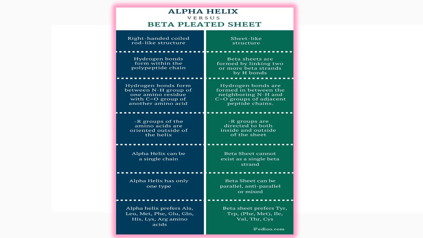Then alpha helix and beta pleated sheet, these are the differences. Alpha helix has right-handed coils, a rod-like structure. Beta sheet is a sheet-like structure. In alpha helix, hydrogen bonds are formed within the polypeptide chain, meaning intra, and in beta sheet this is inter. Hydrogen bonds are formed between the NH group of one amino acid and the CO group of another amino acid, in a 1 to 4 linkage. In beta sheet, hydrogen bonds are between neighboring NH and CO groups of adjacent peptide chains. In alpha helix, R groups of amino acids are oriented outside of the helix. In beta sheet, R groups are directed both inside and outside of the sheet.